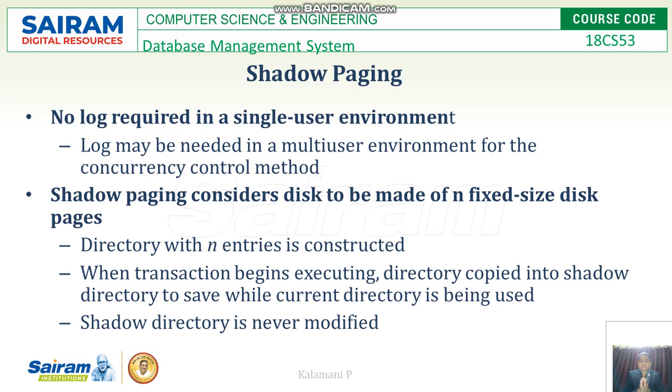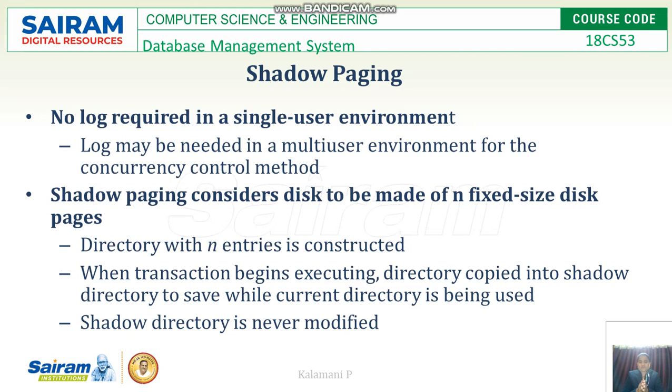We know there is a magnetic disk, and only there the database is stored. That is considered as n fixed size disk blocks, disk pages. In those pages the corresponding database will be stored. A directory with n entries is constructed. When the transaction begins execution, the directory is copied into a shadow directory, to be saved while the current directory is being used. So once the transaction starts, the current directory is copied into the shadow directory.